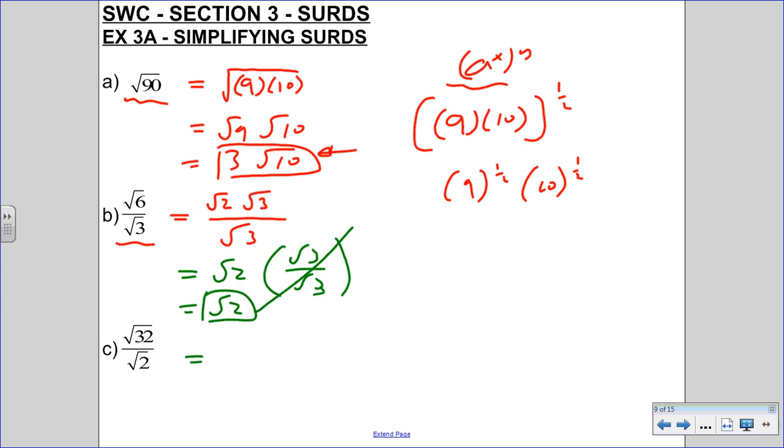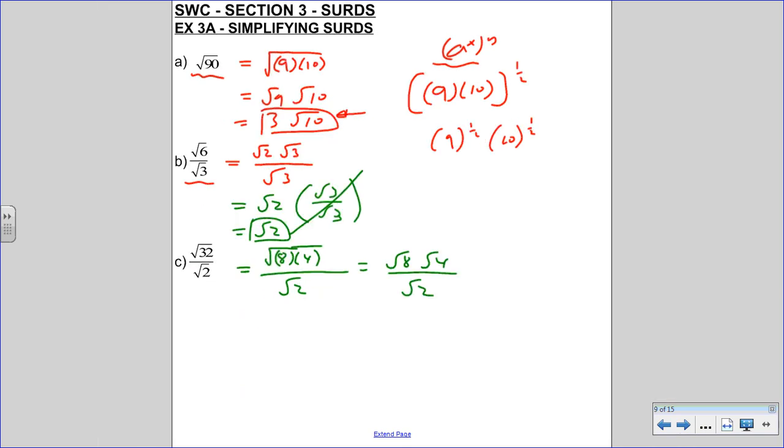So you're just left with root 2, which is a surd, because root 2 is irrational. Part C then, again, we've got root 2 on the bottom, root 32. What can that be split up into? What are the factors of 32? Well, that's the same as 8 times 4, isn't it? Yeah, 8 times 4. So root 8, root 4 over root 2. Looks a bit nasty, but no need to worry. We can do that again. We can make it a little bit nicer, but let's do it this way first.